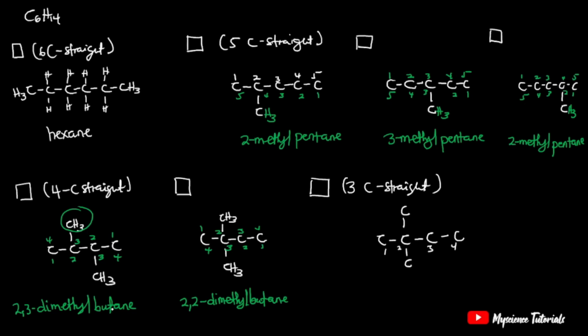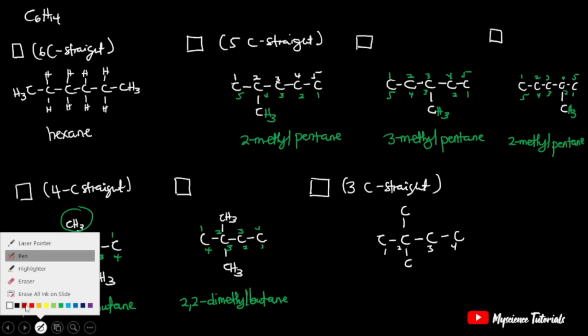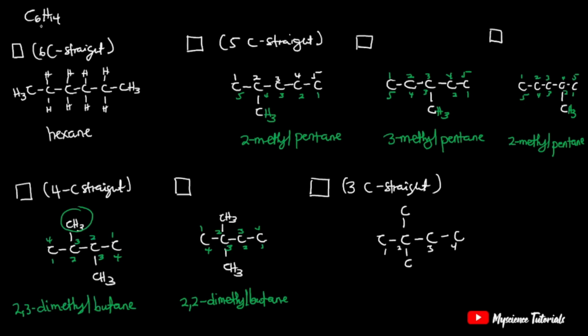So in all, let's count the number of possible isomers for a 6 carbon alkane. So the first one we have is what? Hexane. So this is a product. The next one we have is 2-methylpentane. It's also a product. The next one is 3-methylpentane, which is also different. So this is also a compound. So this guy is also included. This is 2-methylpentane. It's already here. So let's cancel this guy.